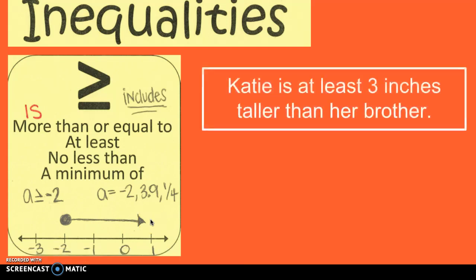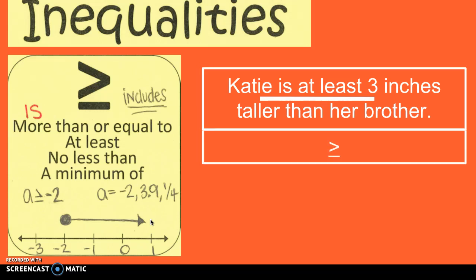Let's look at this situation and see if we can figure out what words help us figure out that we're going to use the greater than or equal to symbol. Katie is at least 3 inches taller than her brother. So at least are the words that indicate a greater than or equal to symbol. Our variable is on the left, and 3 would be on the right. So x is greater than or equal to 3 is the inequality that represents this situation.